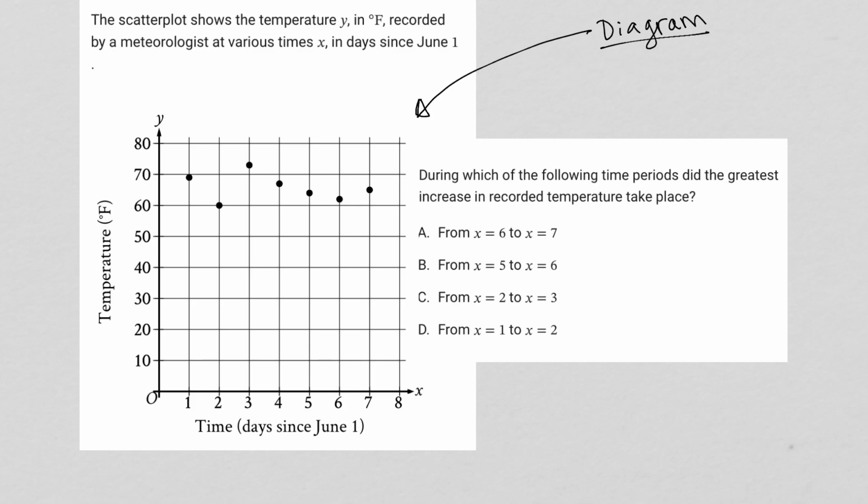Here I'm going to look at the x-axis. It's time, days since June 1st. My y-axis is temperature. And then these points, therefore, like this point here, for instance, would be 1 day since June 1st. So on June 2nd, the temperature looks like just under 70 degrees Fahrenheit, 69 degrees, somewhere around there.